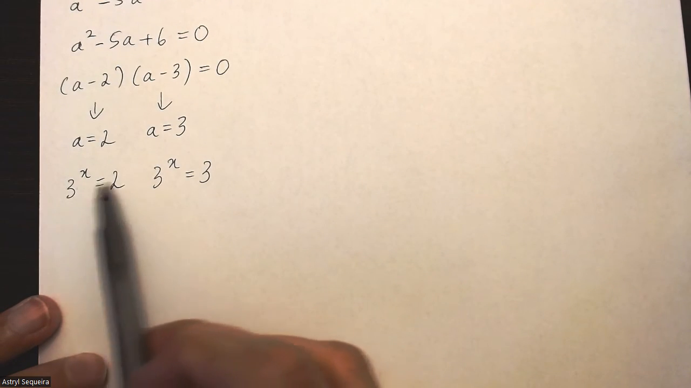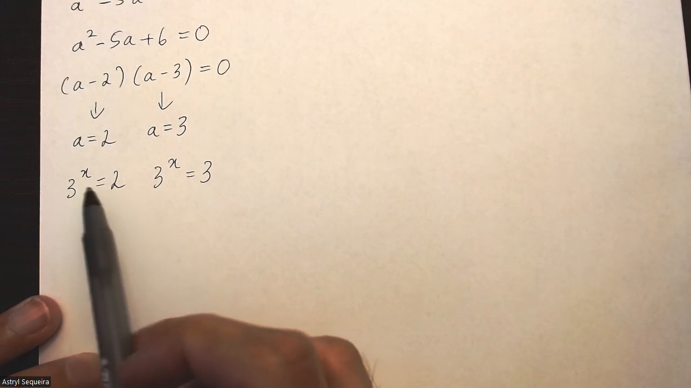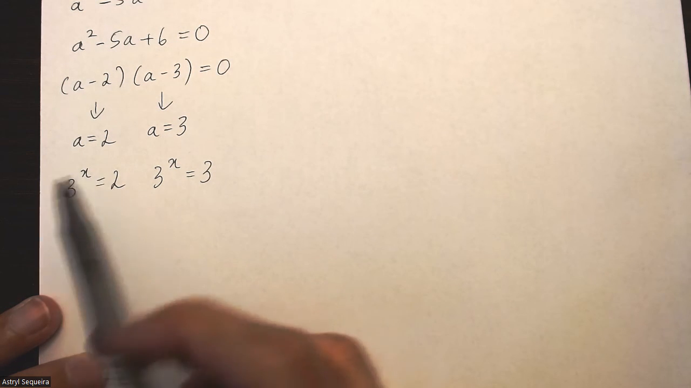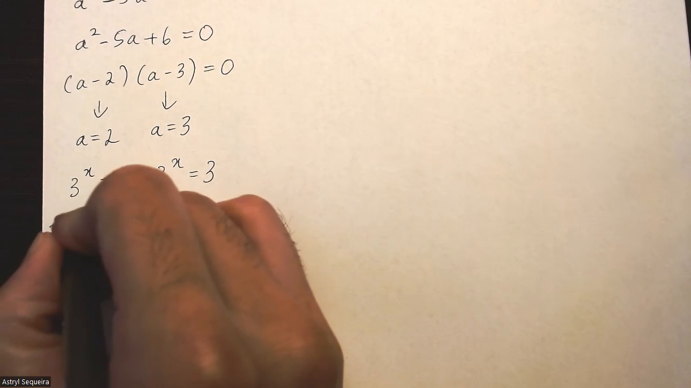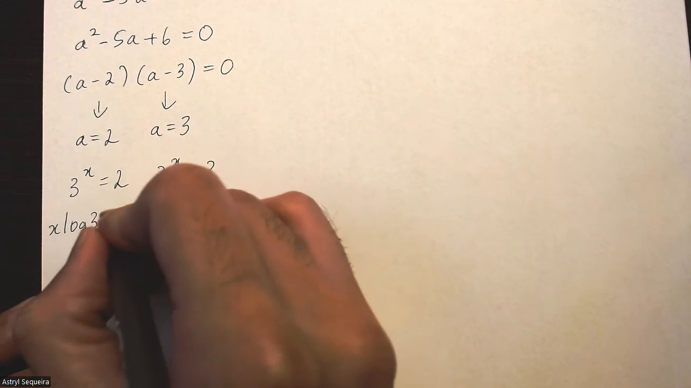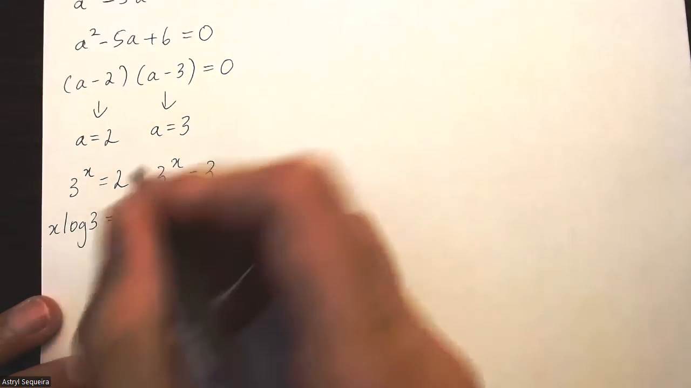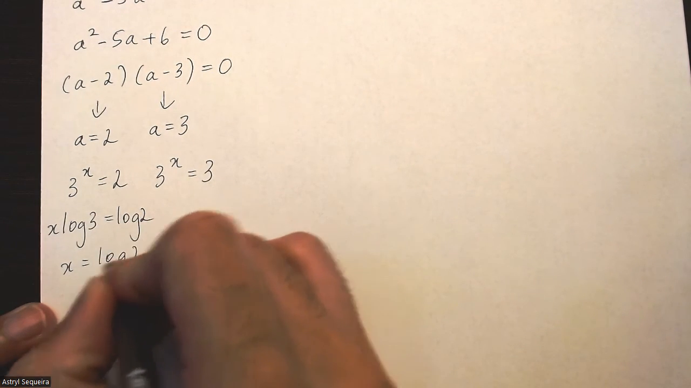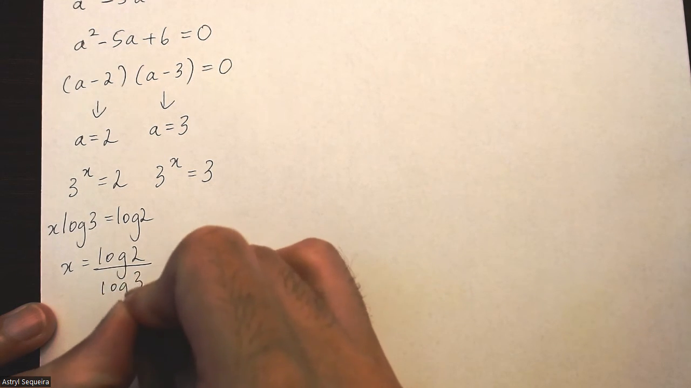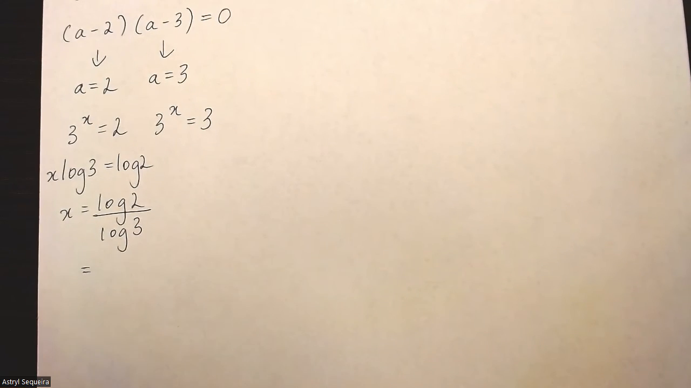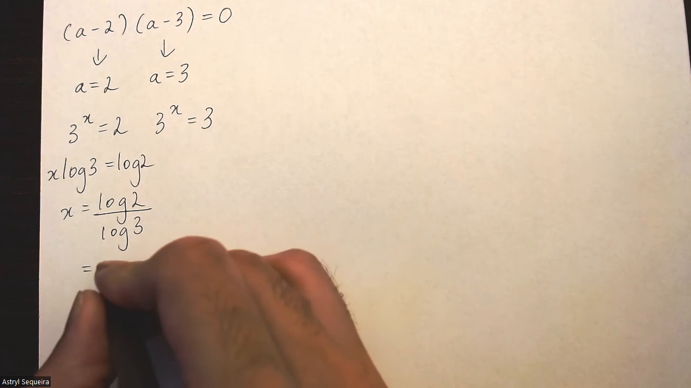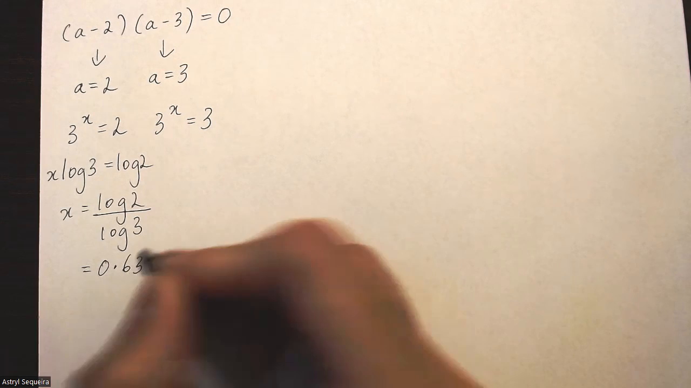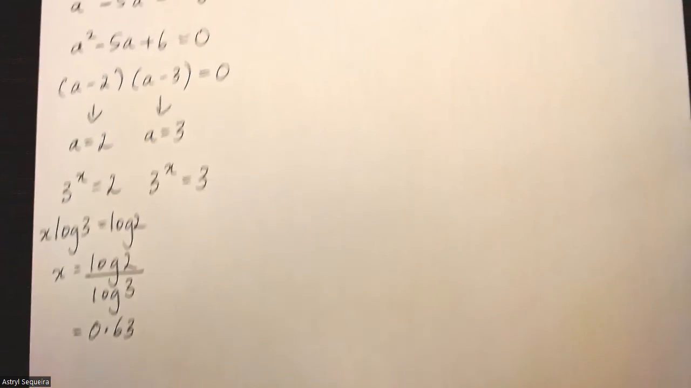So for this one here, I have to use logs to solve it. I'm going to log both sides and bring my exponent down. So x log 3 equals log 2. Then I'll just divide the log 3 on the other side. And that would be my final solution. If you are allowed a calculator, you could do log 2 divided by log 3 in your calculator. You should get 0.63 rounded to 2 decimal places.